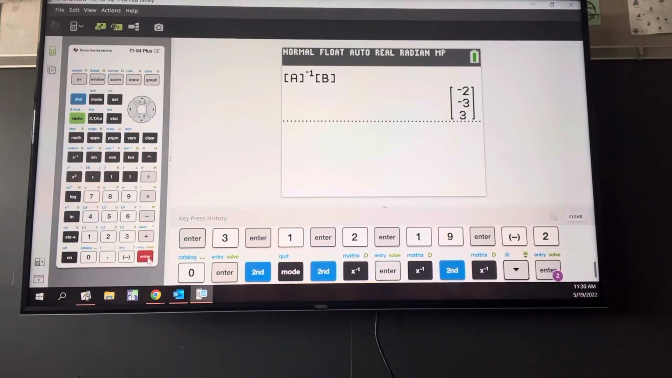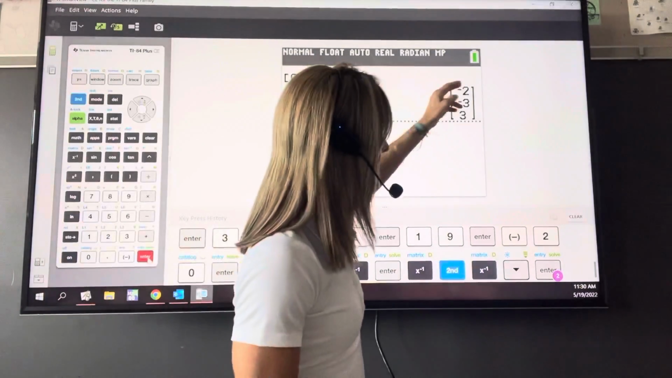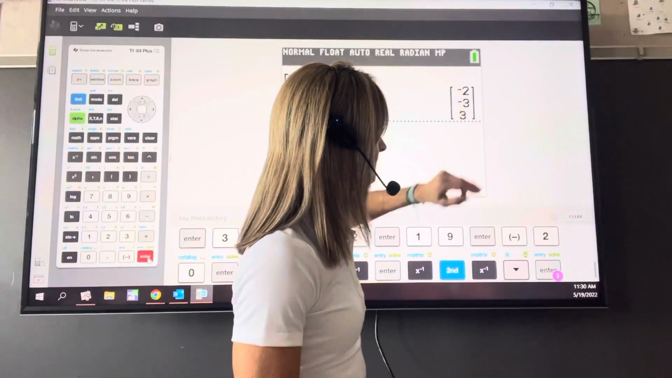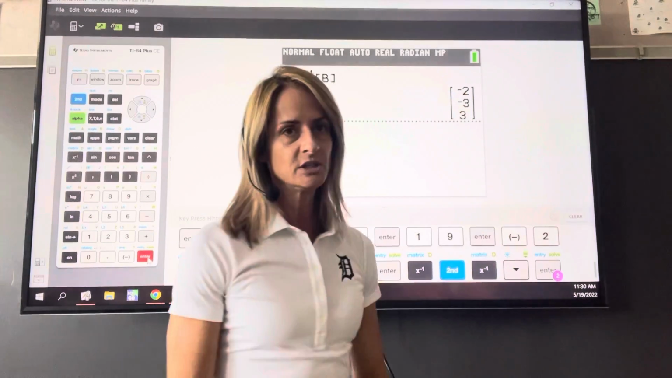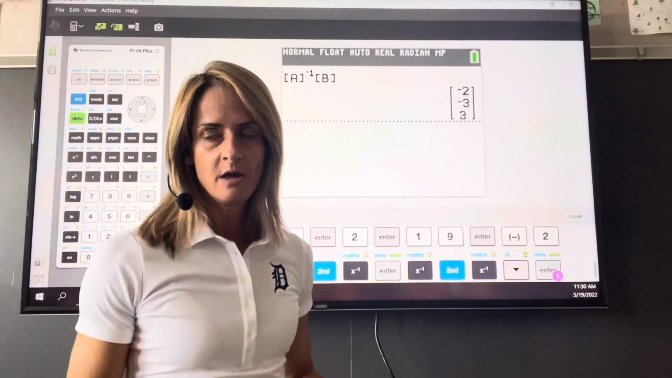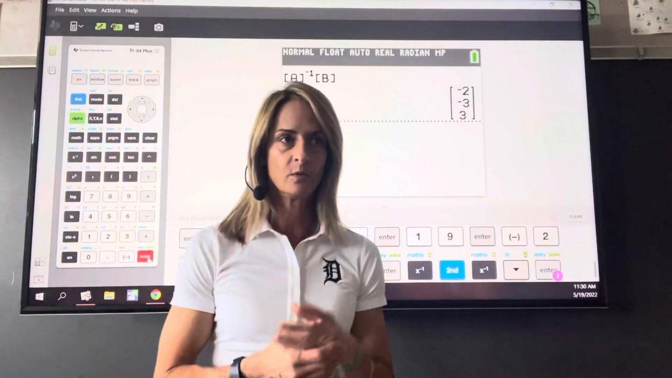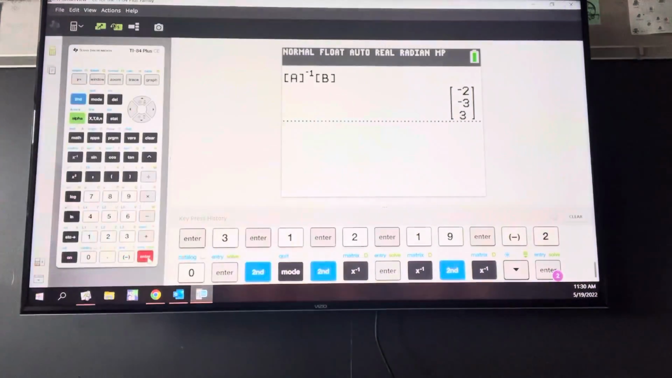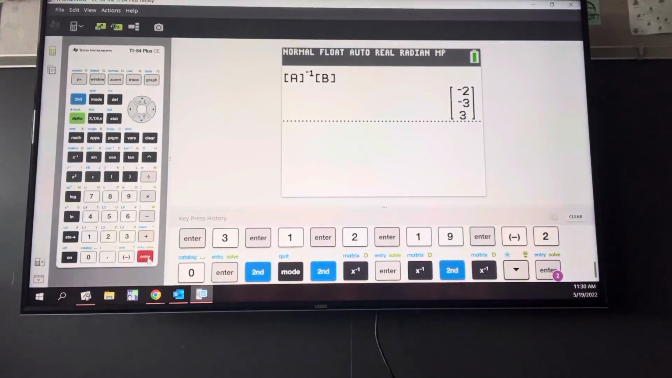And there we go. This means that x equals negative 2, y equals negative 3, and z equals 3. Much easier, much faster than doing that by hand and solving for one variable at a time, which is how I had to do it in college. So that is what these problems look like when there's a solution to the system.